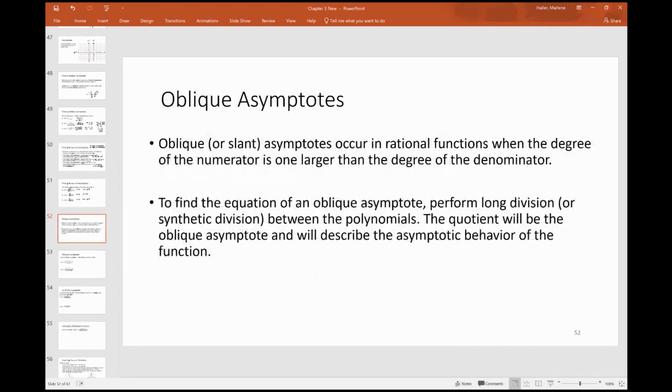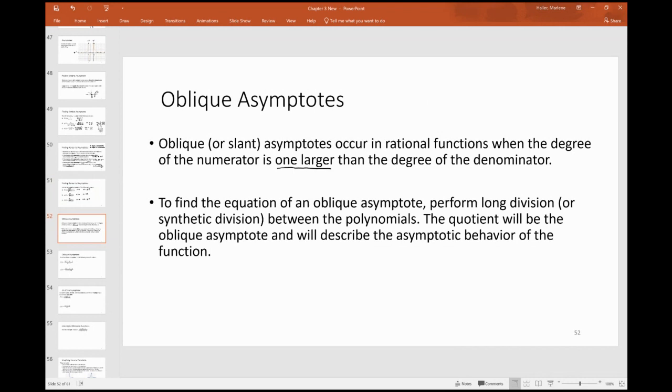Okay? All right. So there's one other type of asymptote I want to talk to you about, and that's the oblique asymptotes. All right. An oblique asymptote is sometimes called a slant asymptote. It's an asymptote that has the equation of a line that has a slope as well as usually a y-intercept to it. Okay, these oblique asymptotes, they occur when the degree of the numerator is 1 larger than the degree of the denominator.